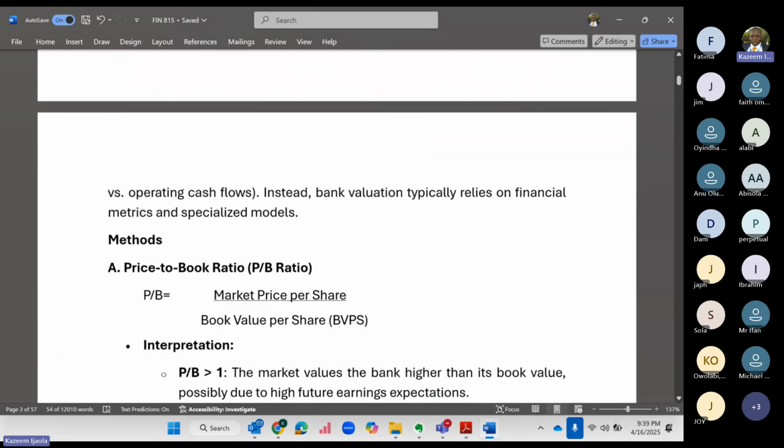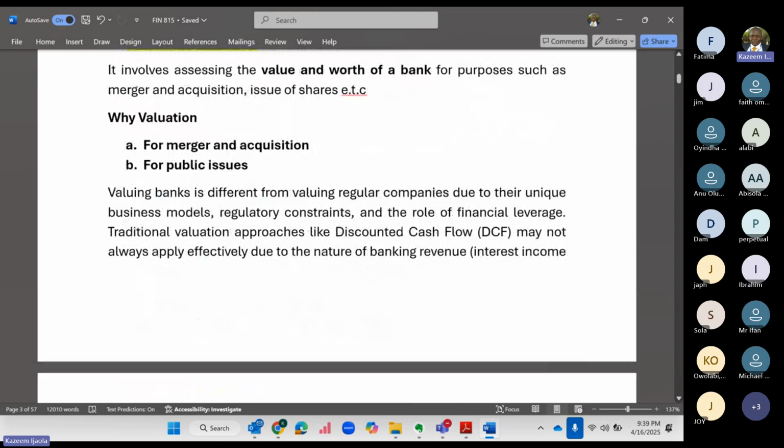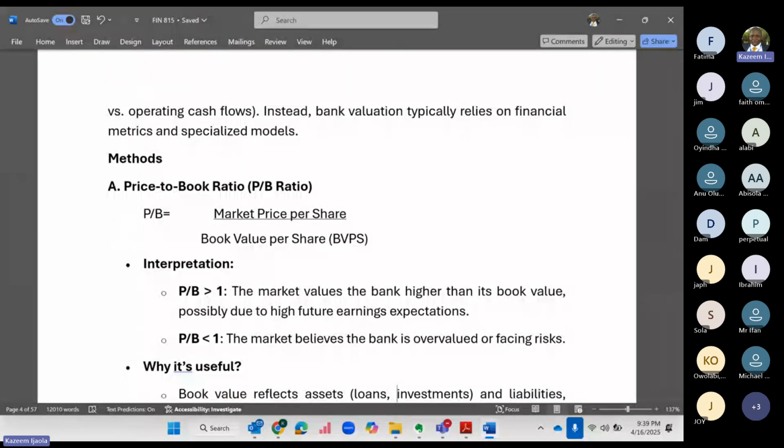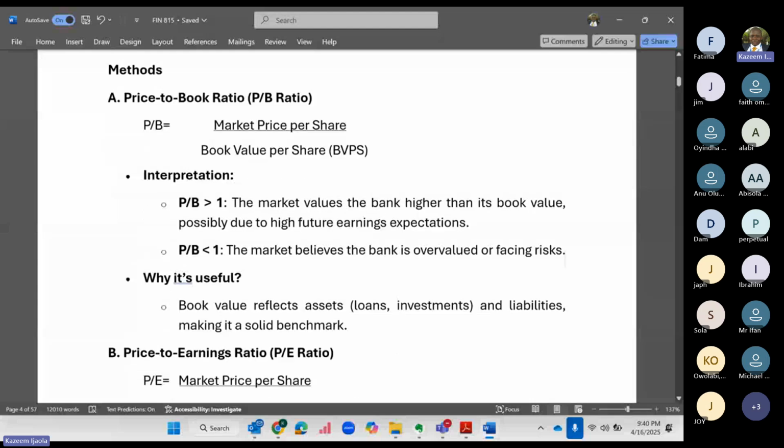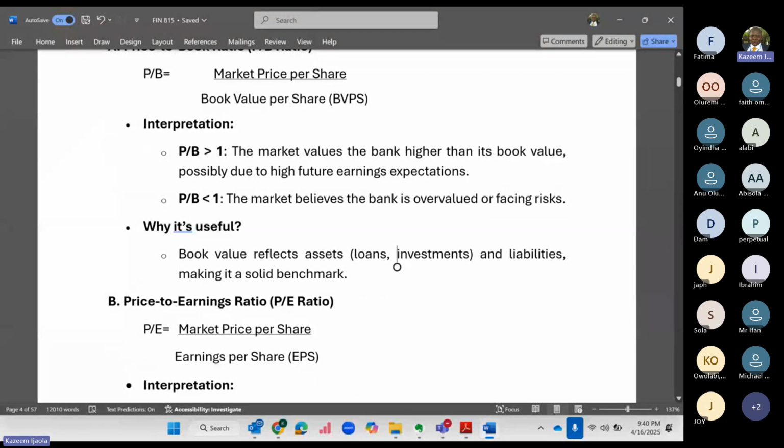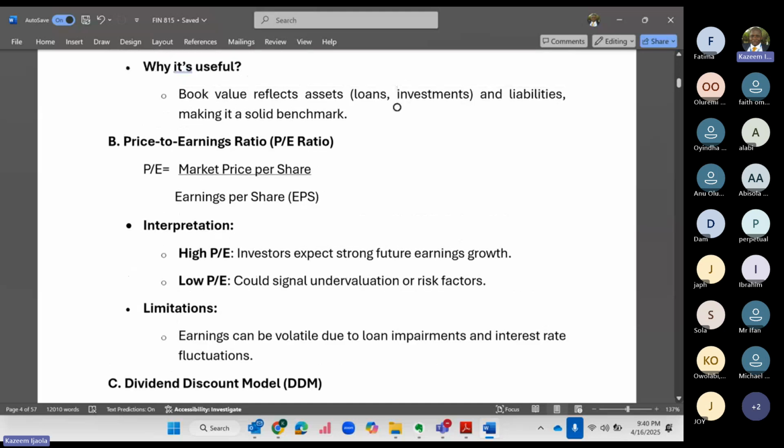Now, the first one is that there are various methods of valuing banks. You can value banks through the price to book ratio. What does this price to book ratio mean? You're comparing your market price per share divided by the book value of the company, right? So if your result is greater than 1, that shows that the bank has a very positive outlook. But if your result is less than 1, what it means is that you are currently overvaluing your bank, meaning that what you are showing as book value is not real. This price to book ratio reflects the assets and liabilities, so it is very good at identifying the value of your assets and liabilities and other exposures that you have. So that is one of the benefits of this price to book ratio.